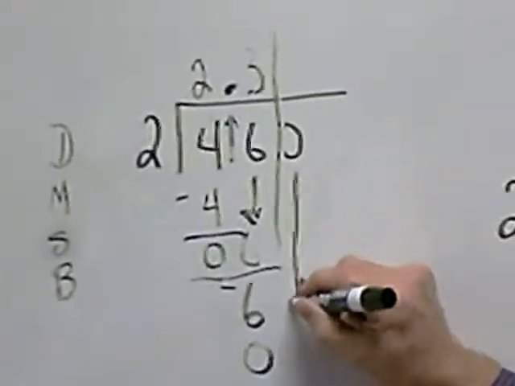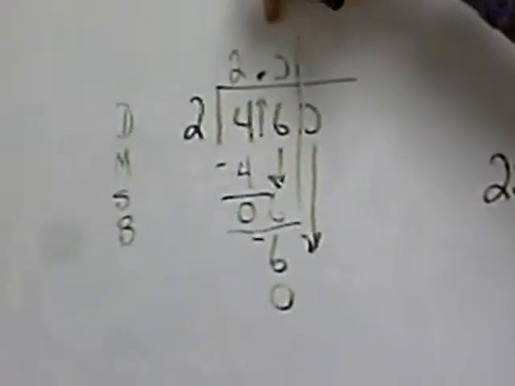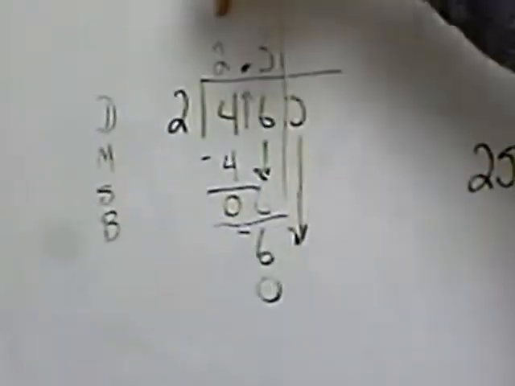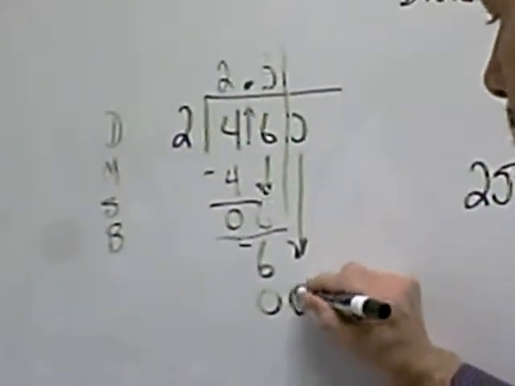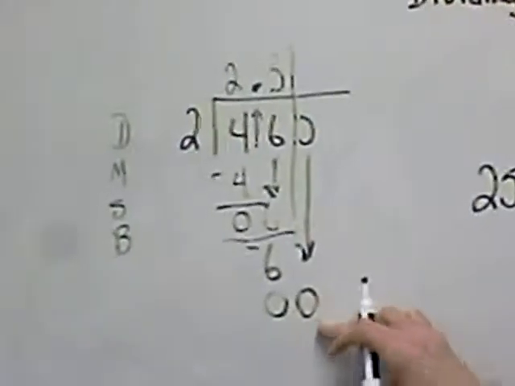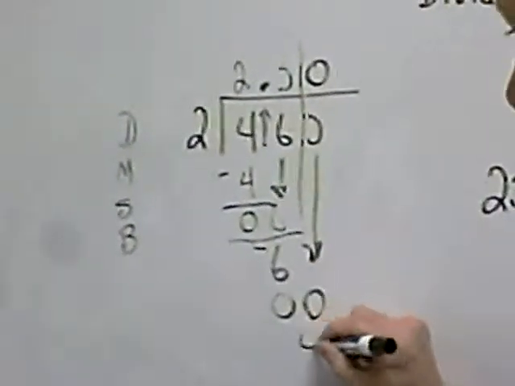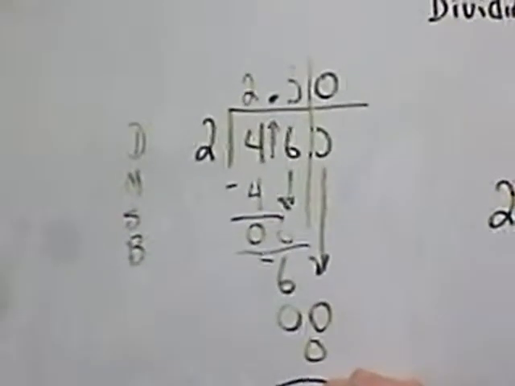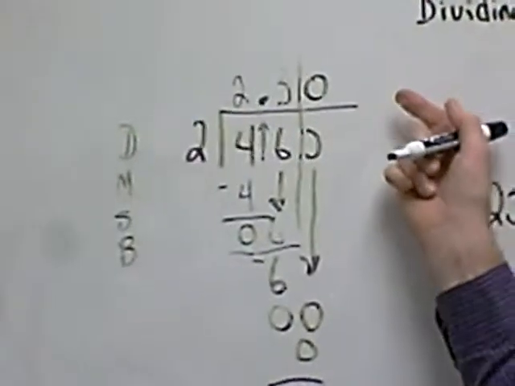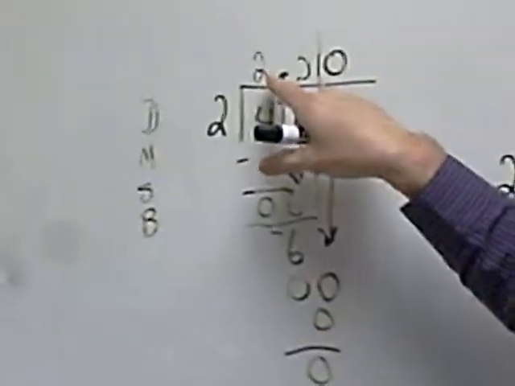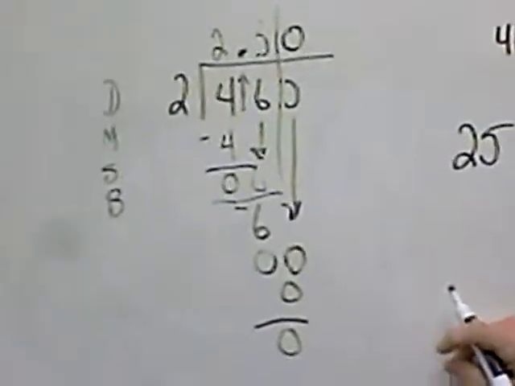And again, I have to bring down. So even though this is a 0, I'm still bringing it down. Every digit in the dividend should have a digit above it in the quotient. So I bring down this 0. How many times does 2 go into 0? It goes in 0 times. 0 times 2, 0 minus 0 is 0. I can always check that by multiplying. 2 times 2 30/100ths should give me 4 60/100ths.